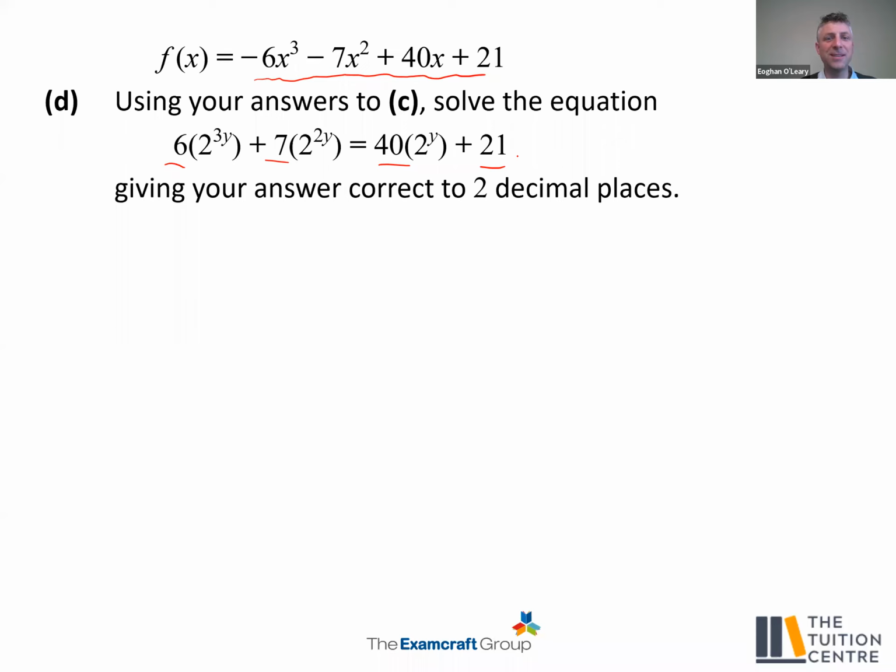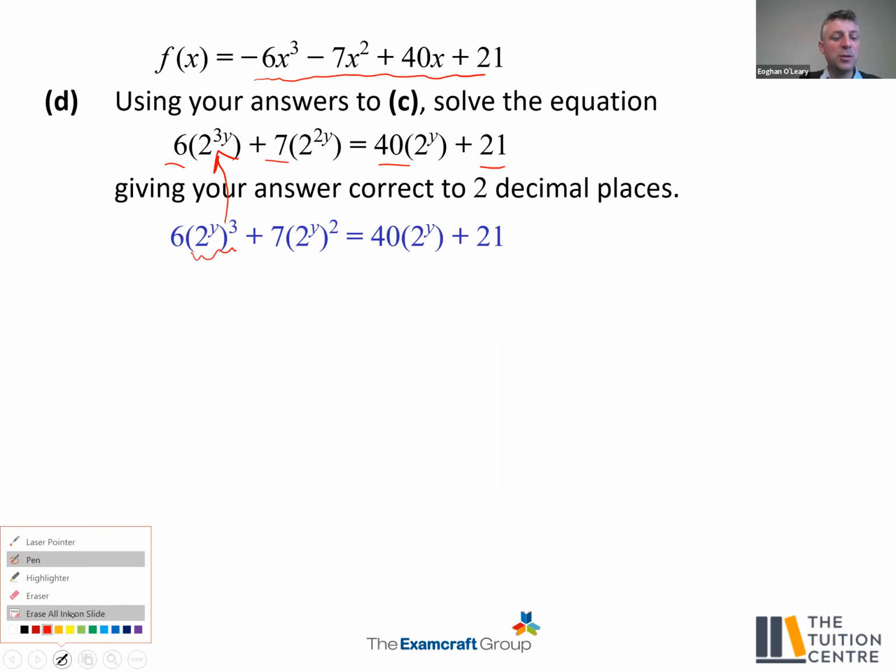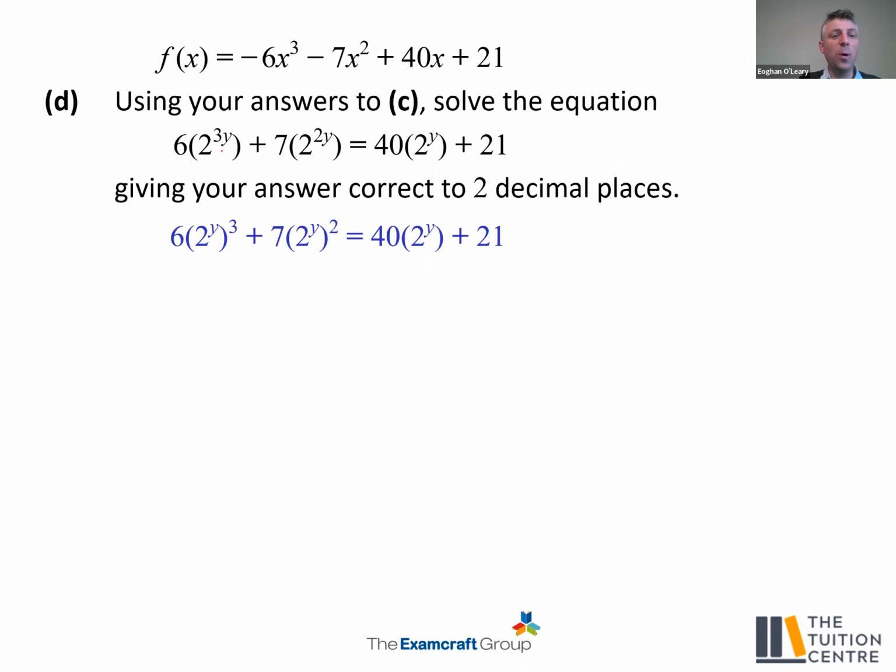And students would have seen questions somewhat like this before. So if we rearrange, we know from my third law of indices, one power raised to another power means I can multiply those powers together. So I can work it the other way around as well. 2 to the power of 3y can be written as 2 to the power of y all to the power of 3. 2 to the power of 2y can be written as 2 to the power of y all to the power of 2.